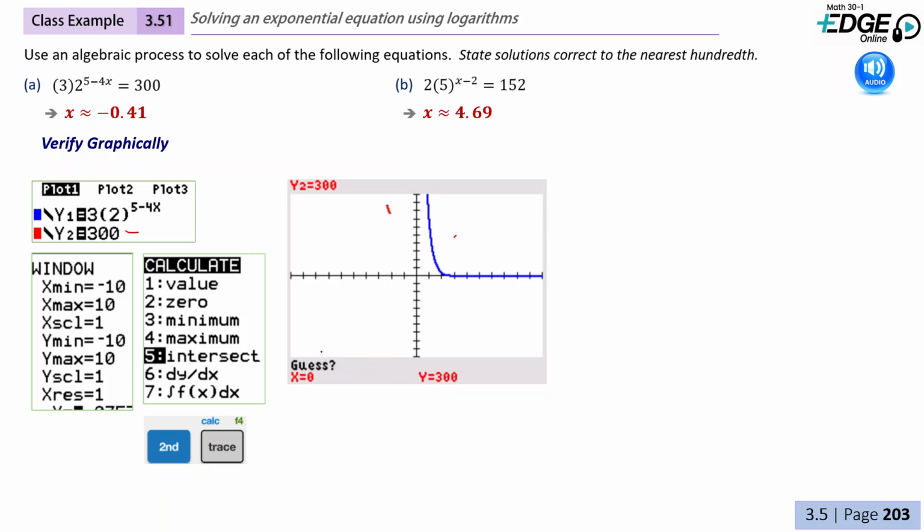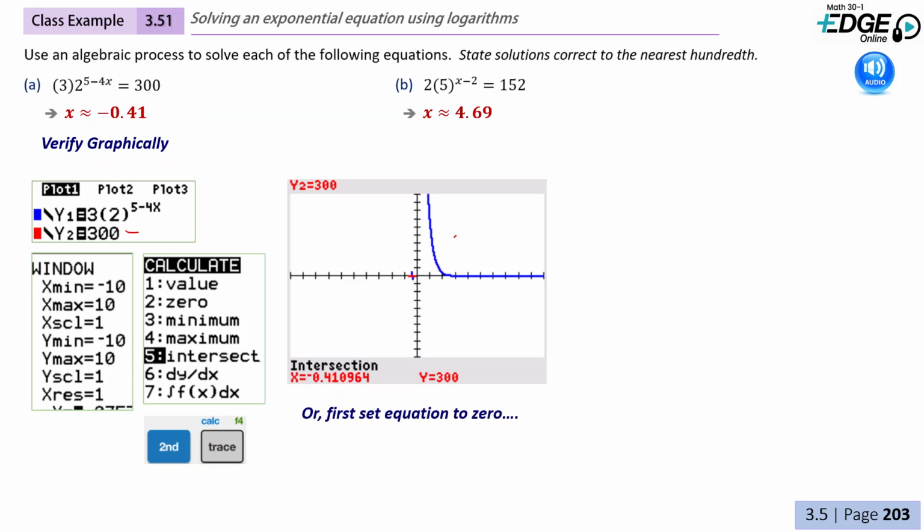And it's saying take a guess. So then I'll push yes one more time. And it tells us where the intersection is. So when y is 300, x is equal to negative 0.41 and so on, which is what we found, right? That's the same solution we found algebraically. So again, although we can't see it, the graphing calculator was able to find that for us.